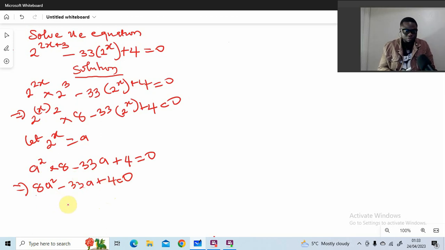So what I'm going to do is to factorize this. There are many ways you can solve a quadratic equation, but I'm going to use the factorization method here. So using the factorization method, I'm going to multiply the first term with the quadratic constant. That will give me 32a squared. I'm going to look for two numbers that if I add them, I will have minus 33, but if I multiply them, I will have plus 32.